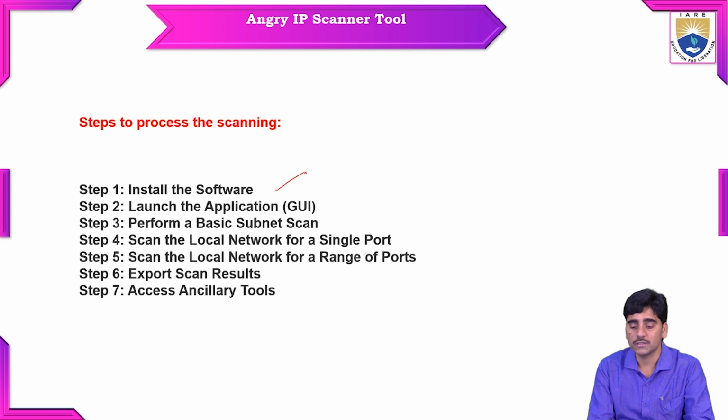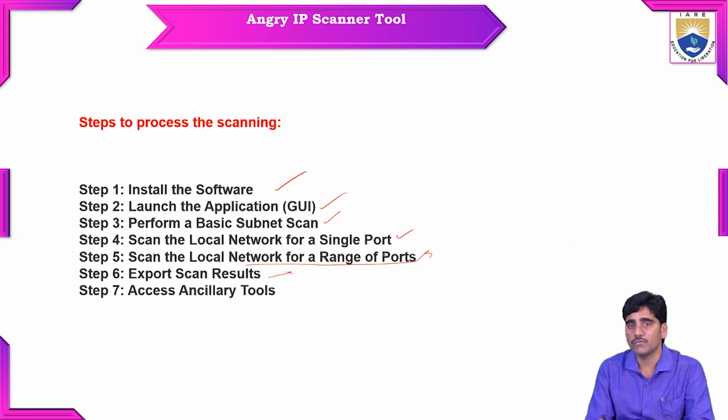First, we have to install the software as we said in the previous slides, and launch the application, that is, open the Angry IP Scanner tool and perform a basic subnet scan. Then scan the local network for a single port. If you want to scan a particular single port, then you can mention that. And scan the network for a range of ports.